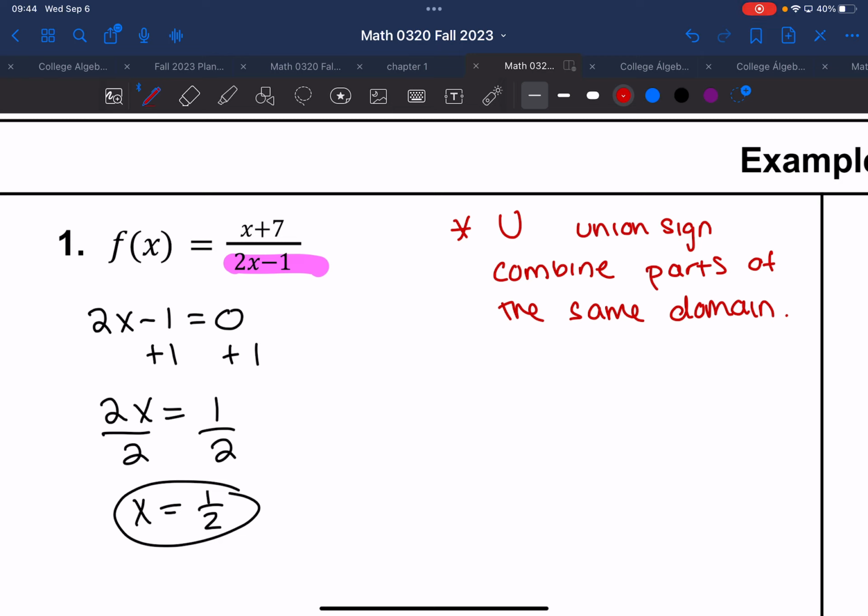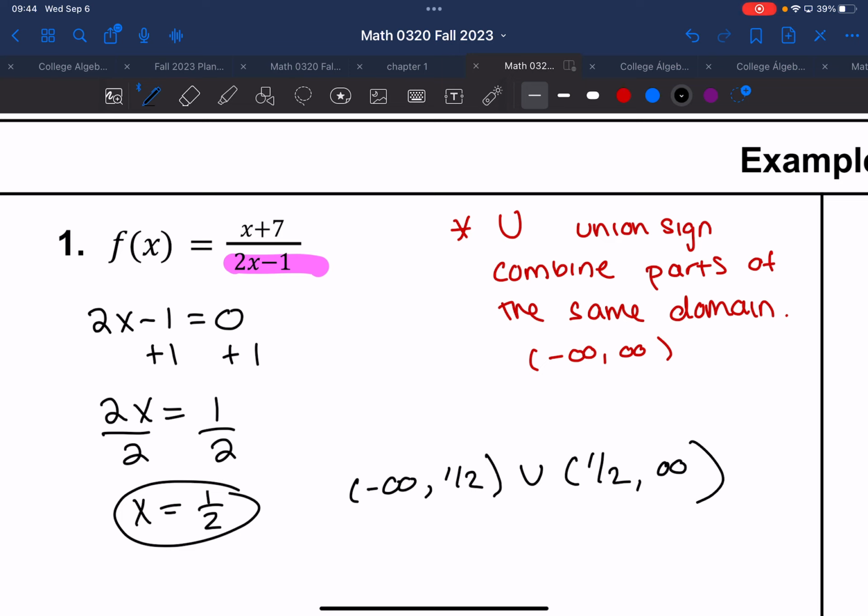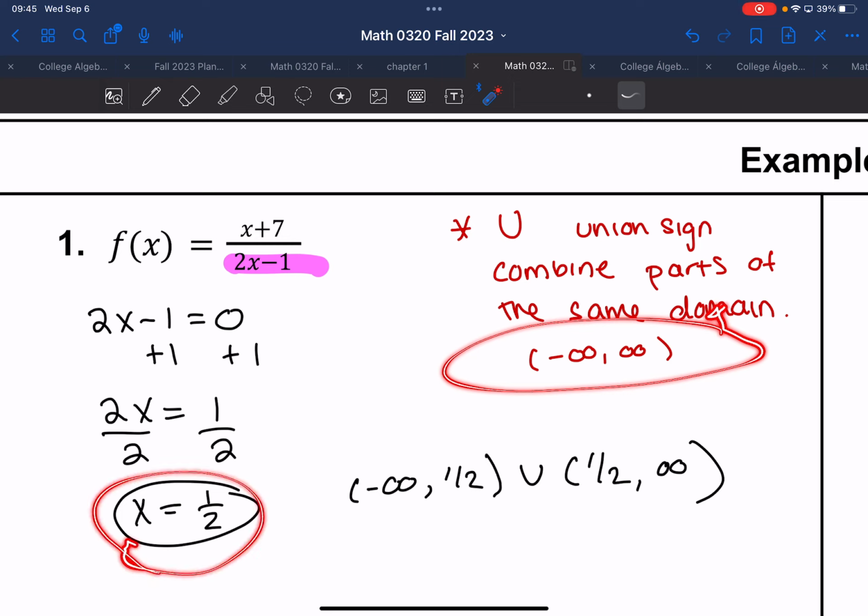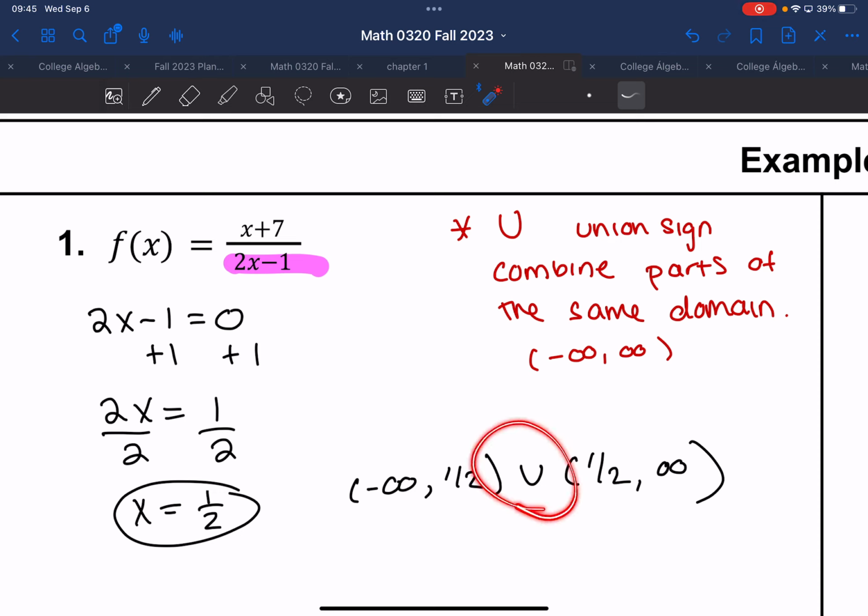So if we're looking at the entire domain of negative infinity to positive infinity, but we do not want to include that 1/2, we would write our answer negative infinity to 1/2. Would this be a parenthesis or a bracket? Parenthesis, because it's not included. Union, parenthesis again, 1/2 to positive infinity. So this is all real numbers, from negative infinity to positive infinity, but our function can't include 1/2, so we have to create two separate parts of our domain, not including the 1/2 and combining them with a union sign. So this right here is our answer.